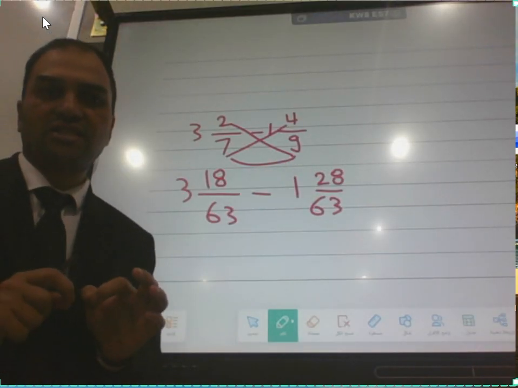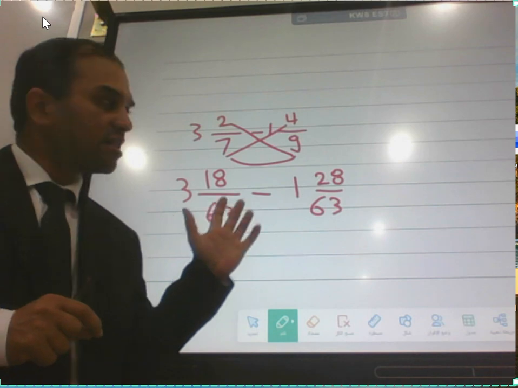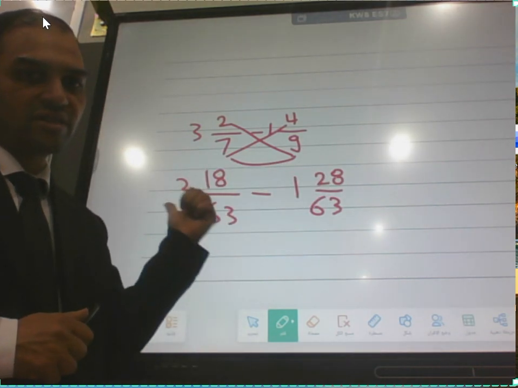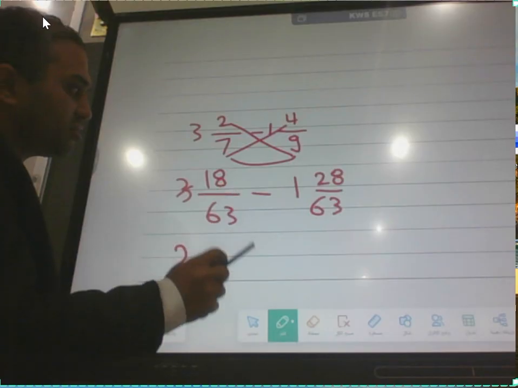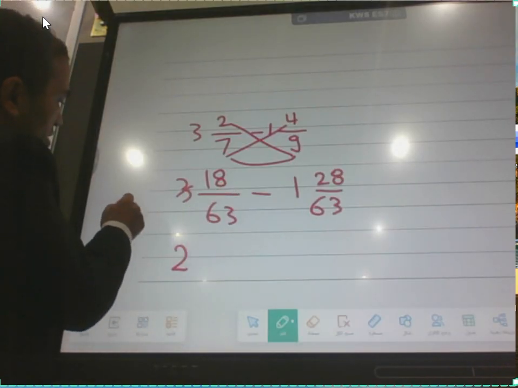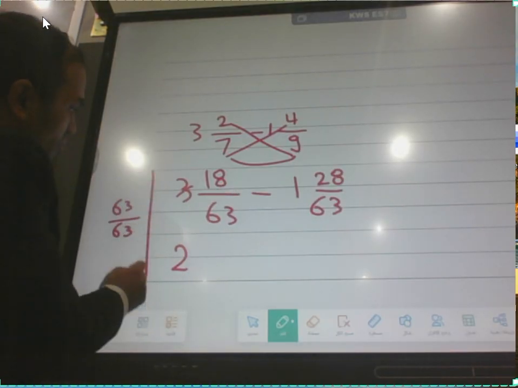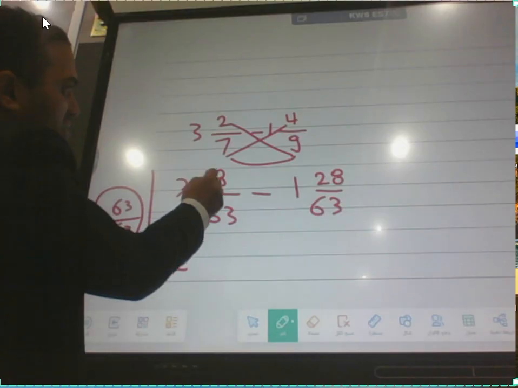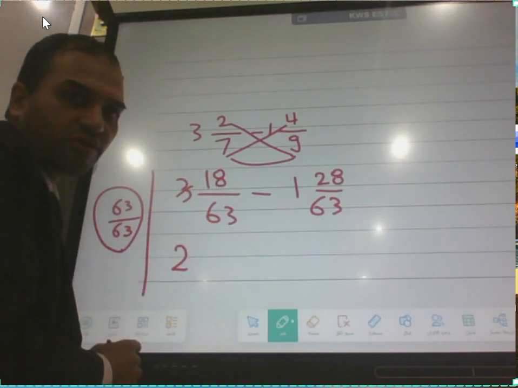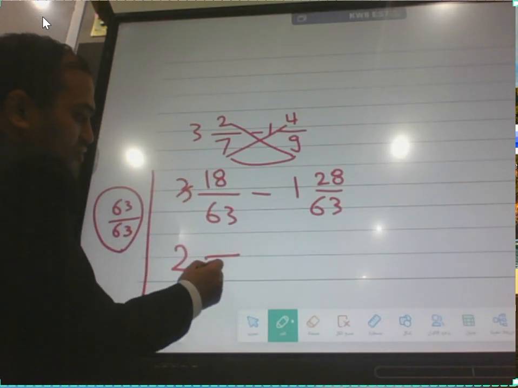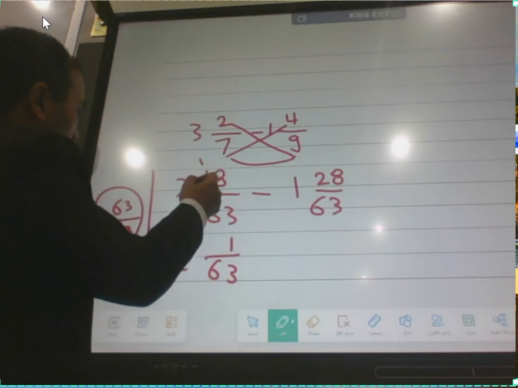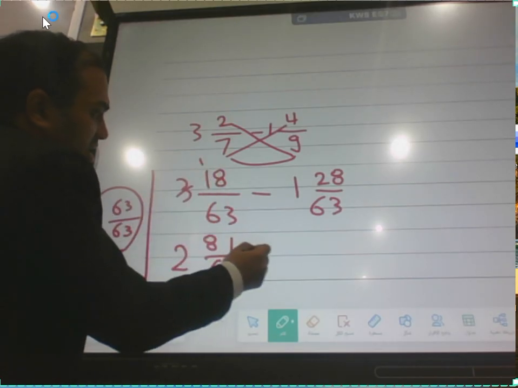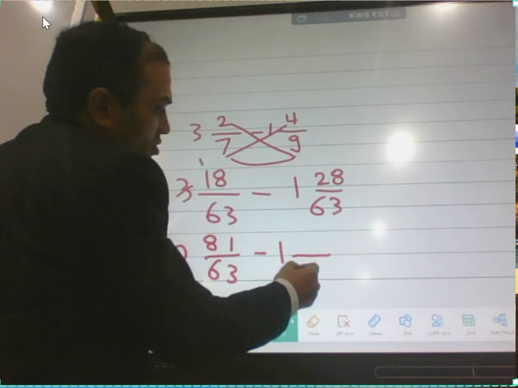Okay, pay attention to this example. Because 18 can't be subtracted by 28, put 1 from the left-hand side, so the 3 will be 2. And then this 1 will be 63 over 63. You get 63 over 63 plus 18 over 63. Write 63 in the numerator. Then 63 plus 18 equals 81. And then find the difference between the two fractions.